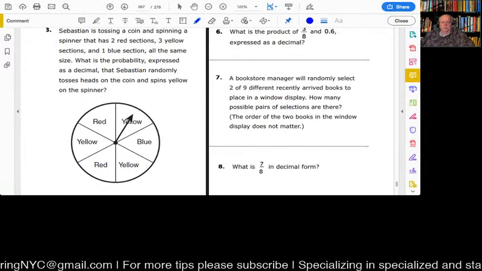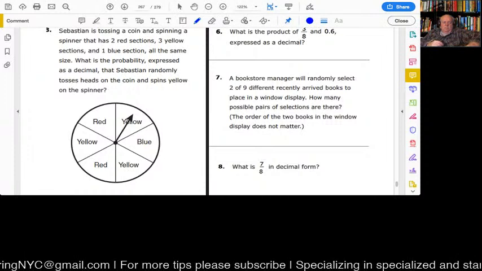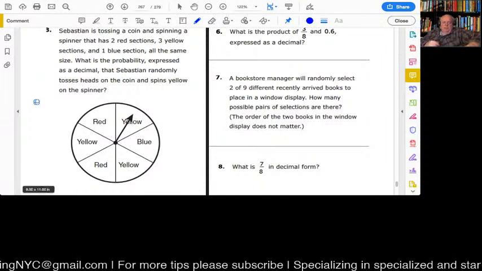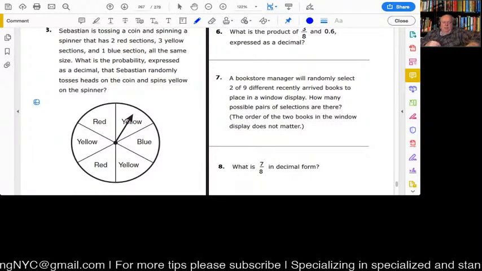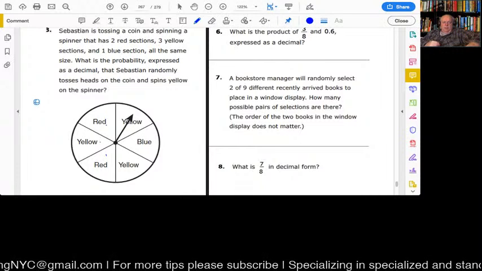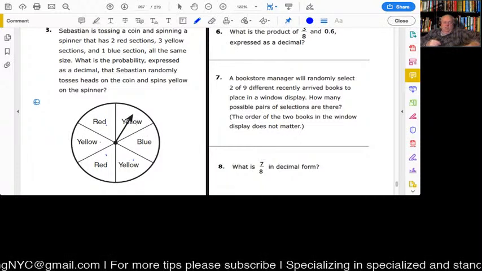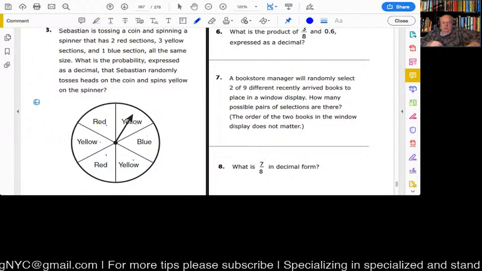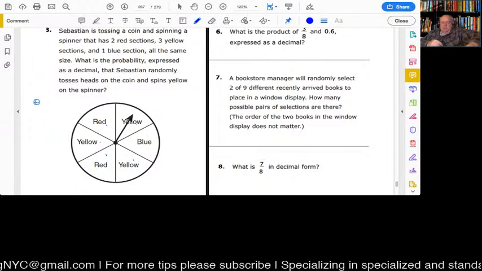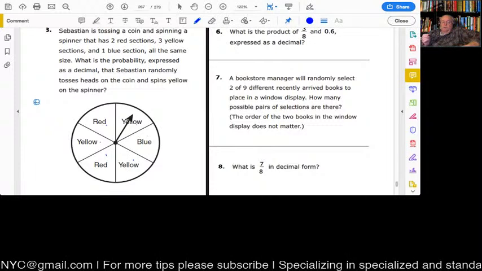Okay, 3. Sebastian, so I'm going to look at what I have here. I have a spinner. I have a red, a yellow, and a blue. So things seem out of sync there. I'm not sure what they're going to ask me about this. I'm pretty convinced it's a probability question, though.